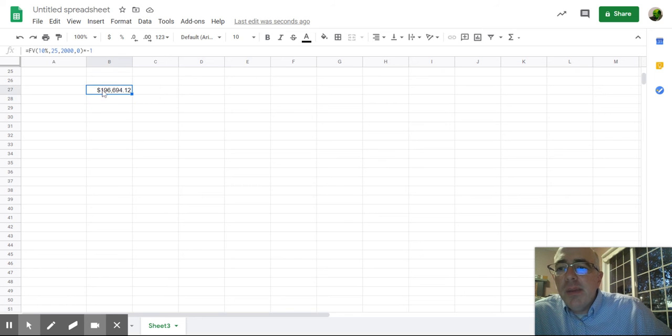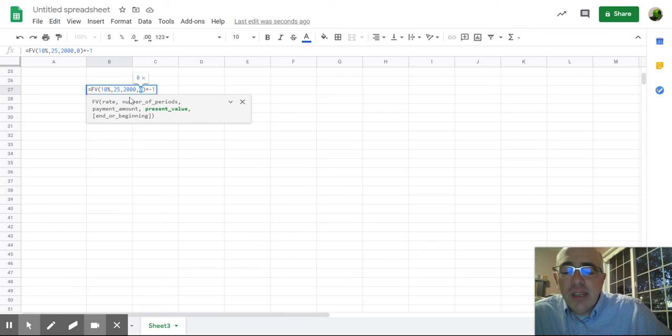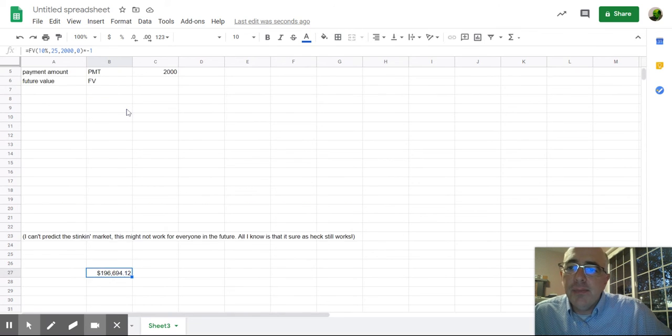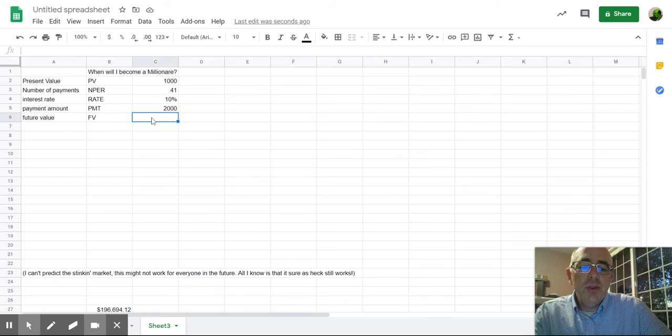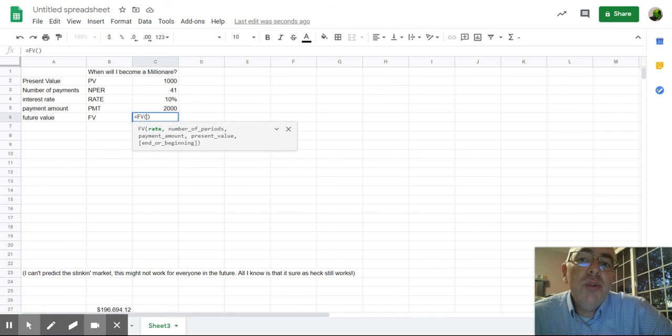Instead of typing the numbers in each spot, what if instead we used a cell reference? All right, so let's try this again. Up here at the top, I've got this piece. It says, when will I become a millionaire? And I've broken out each one of those arguments for the function, and each one has got its own little spot. And then I wrote a description. So again, let's type in the function FV, parentheses, that's the future value function.